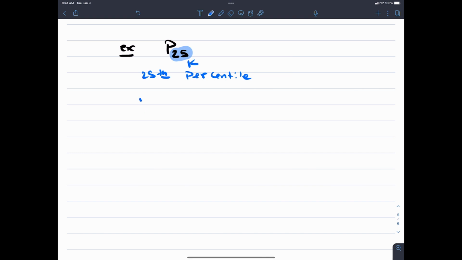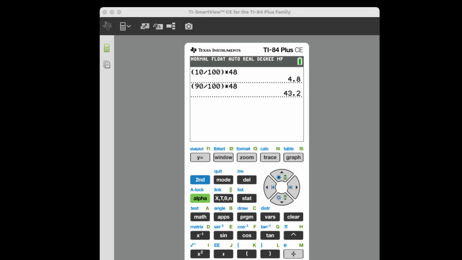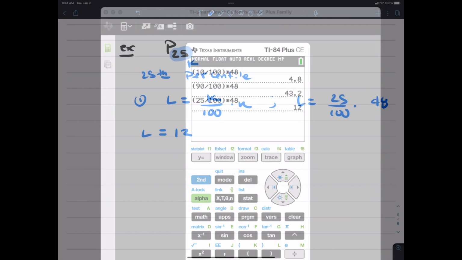This is your K. So step one, my locator is K over 100 times N. And so I say L will be 25 over 100 times, what's N again? 48. You guys okay with that? Okay, good. So what do you think that's going to be? 25 divided by 100, close that, times 48. What does that give you? L is 12. You're going to have to write down that formula here. You're going to have to use that formula.